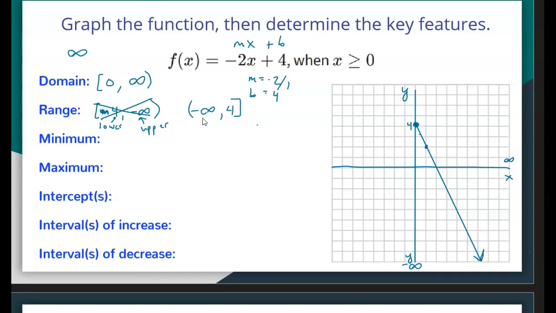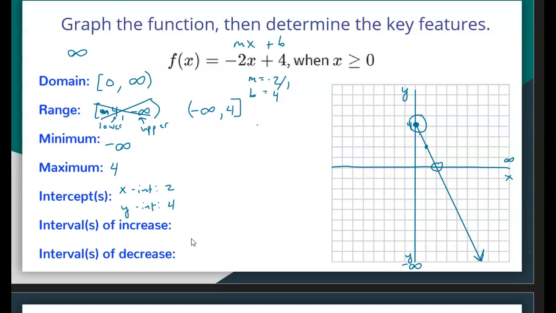So now what is our minimum? Well, our minimum is pretty easy to spot once we've written the range correctly. The minimum is just the lower bound, negative infinity. Our maximum is going to be 4. How about intercepts? Do you see anywhere this crosses the x or y axis? Crosses the x there, crosses the y there. So our x-intercept is going to be 1, 2, and our y-intercept is going to be 4.